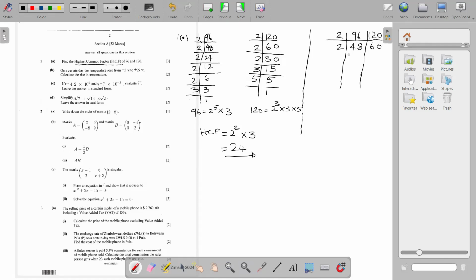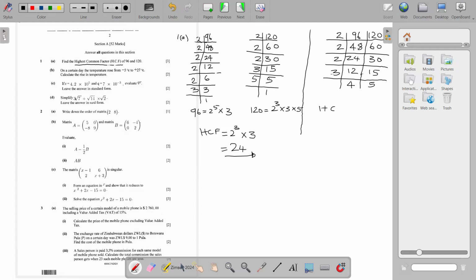2 enters how many times into 48? It's 24. 2 enters how many times into 60? It's 30. The number that enters into 24 and 30 without leaving a remainder is 2 again. 2 enters into 24, 12 times. 2 enters into 30, 15 times. Then we check for another number which enters both without leaving a remainder. It's 3. 3 enters here 4 times. 3 enters here 5 times. Do we have a prime number which enters into 4 and 5? We no longer have.